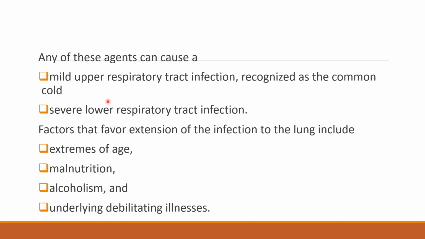Any of these viral agents can cause a mild upper respiratory tract infection that is recognized as the common cold, but it can lead to a severe lower respiratory tract infection. Factors that favor the extension of this infection into the lung are extremes of age, malnutrition, alcoholism, or having underlying debilitating illnesses. So these persons are prone to develop lower respiratory tract infection.